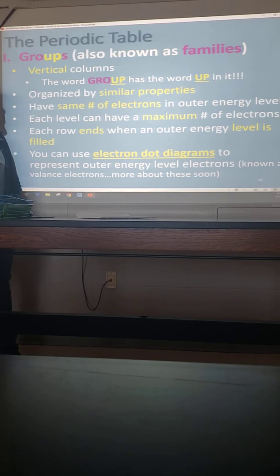And we'll use something called electron dot diagrams to represent these outer electrons. And the reason they're so important is because these are the ones that can interact with other atoms because they're on the outside. Don't let this overwhelm you. It might be like, whoa, there's a lot. It'll all make sense when we put it all together.